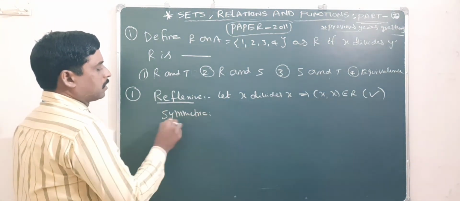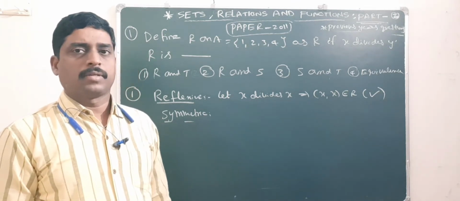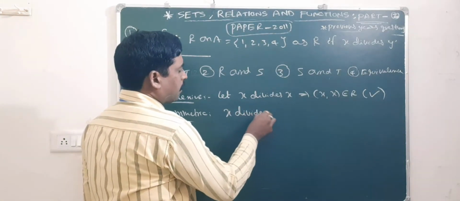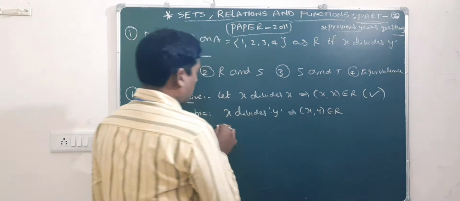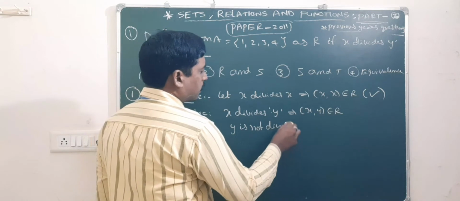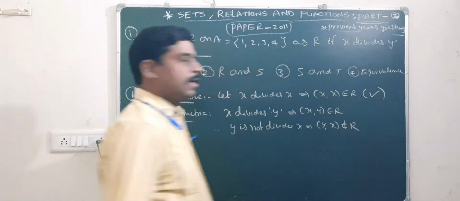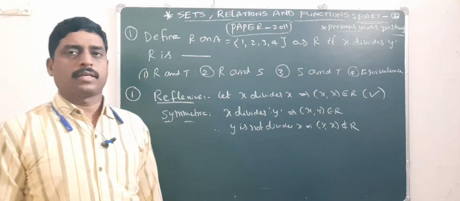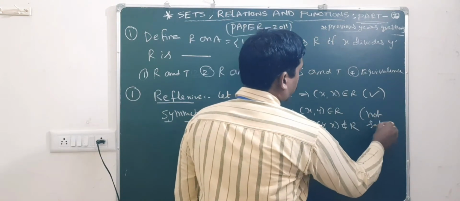Next, symmetric. So what is symmetric? If (x, y) belongs to R, then (y, x) also belongs to R, then R is called symmetric. So what is given? x divides y. Therefore (x, y) belongs to R. But y does not divide x. Therefore (y, x) does not belong to R. If x divides y, that implies y does not divide x. Therefore (y, x) does not belong to R. Therefore the symmetric property is not satisfied.